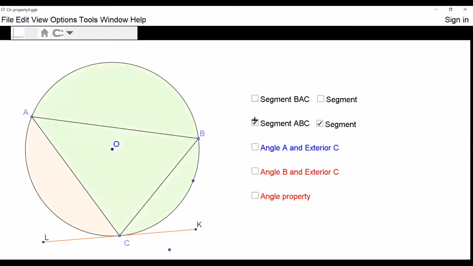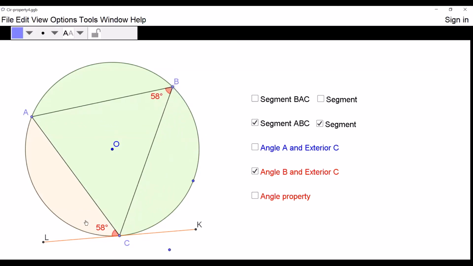So we have a segment here and one segment here. Now, angle between BC and the tangent. This is 58, which is in this segment, and angle B, which is in the other segment. So observe the angle. So here we have 58 and here it's 58.